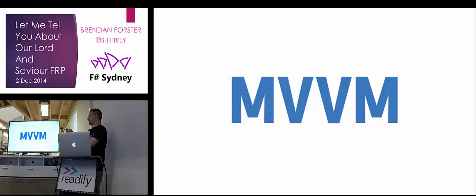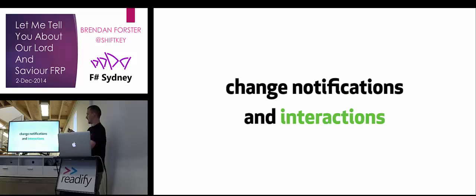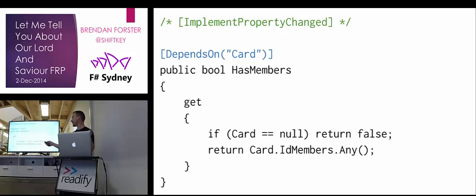So, MVVM, there are three things I really don't like about it these days. The first thing is interactions between components in your view models, essentially. So you have a property that updates here, and you want to do something else. I'm going to pick on a former colleague, Mr. Cowitz. He's got a property on his view model called HasMembers. It implements INotifyPropertyChanged, which is fine, I'll leave that for now. But behind the scenes, he's got this little guy here, DependsOn.